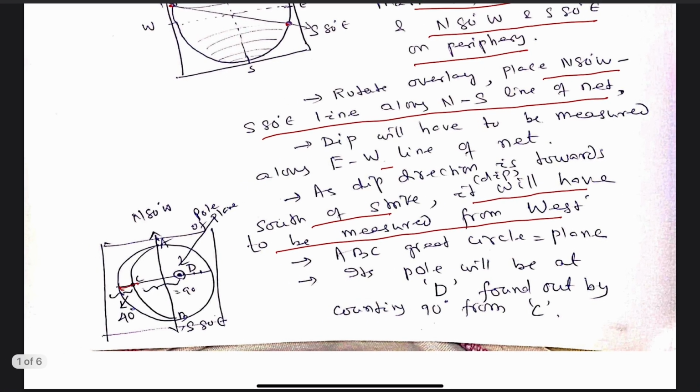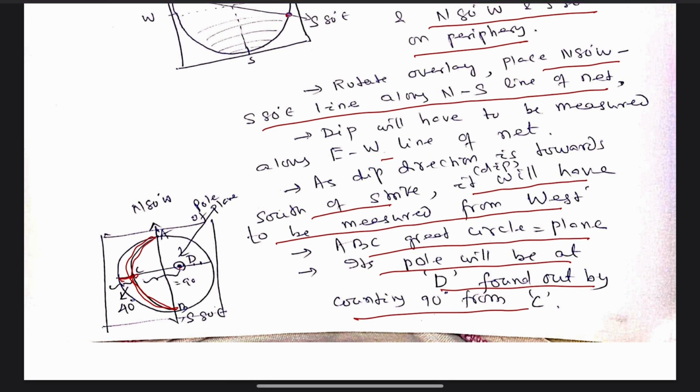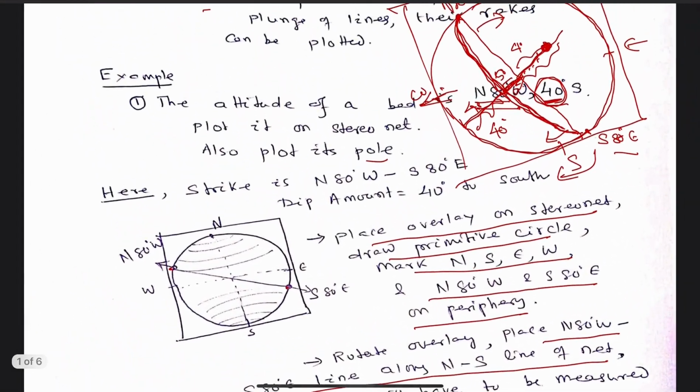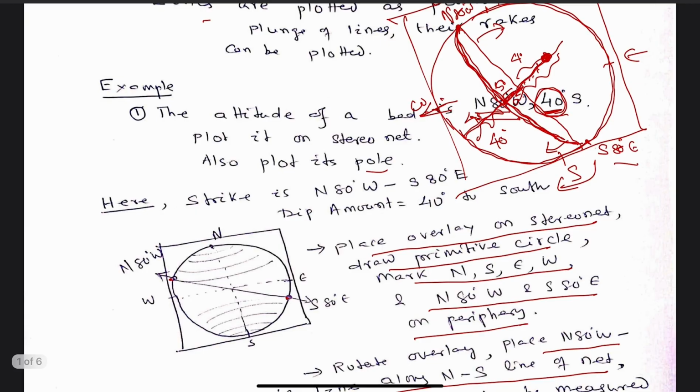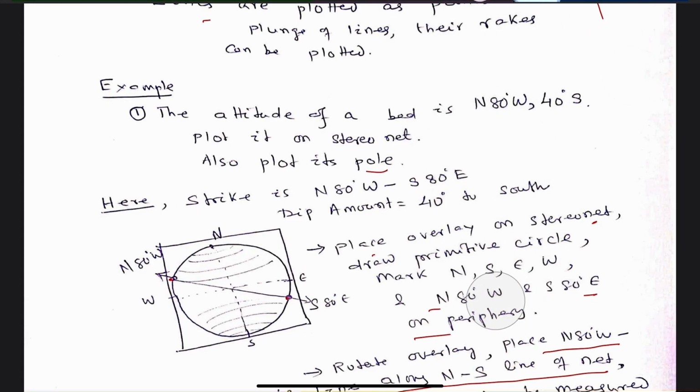So from this side it has been measured, and the great circle is drawn. This ABC great circle is the plane. Its pole will be at D, found by counting 90 degrees from C. So this will be the D pole. This is the way we plot a plane and its pole. Next we will switch over to the next problem.